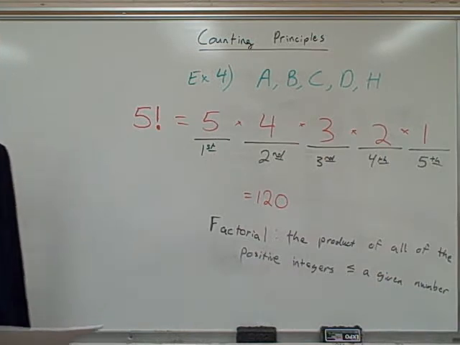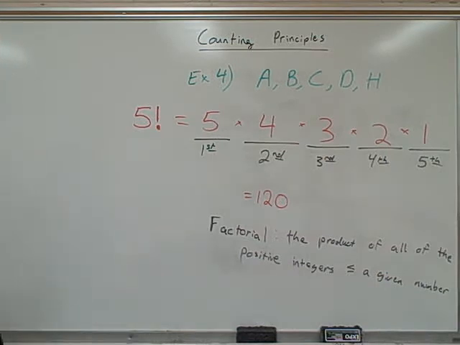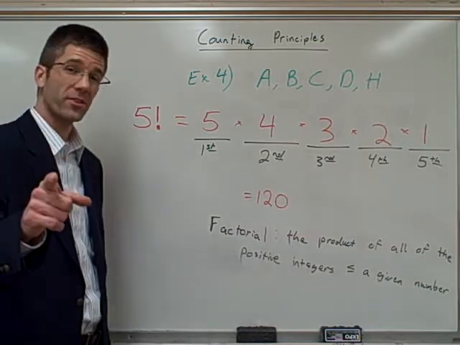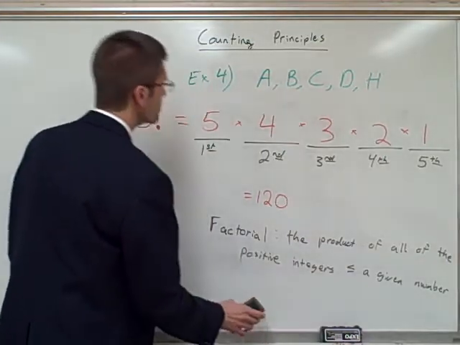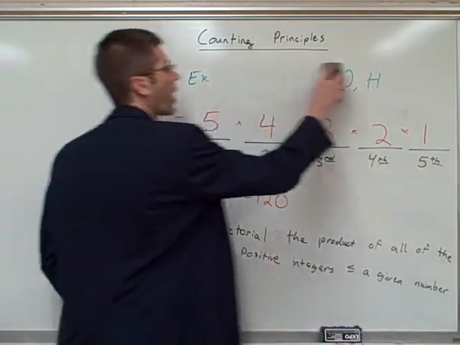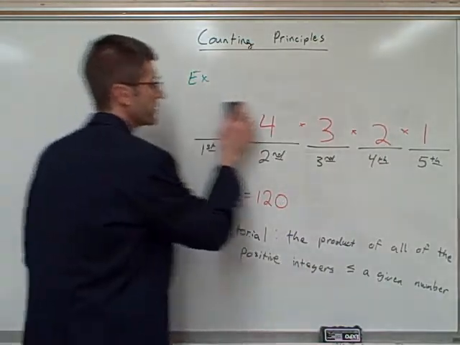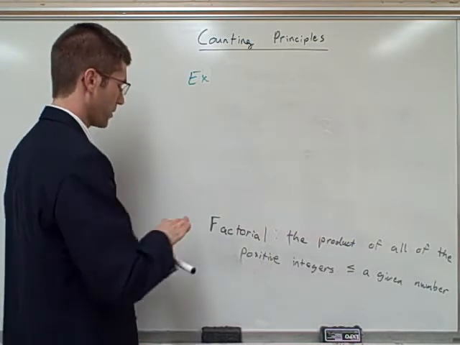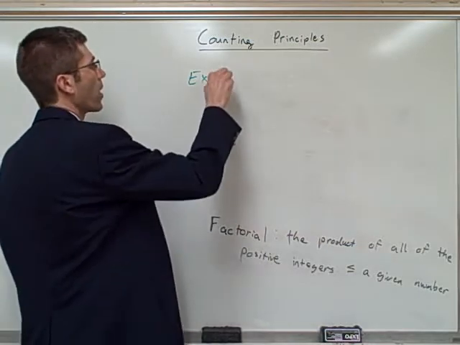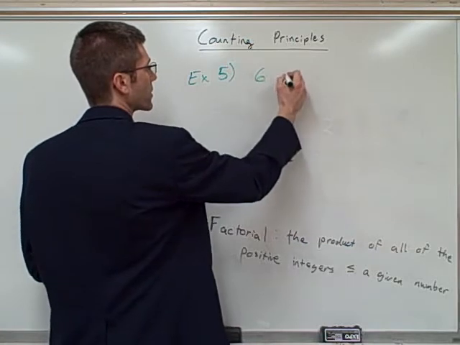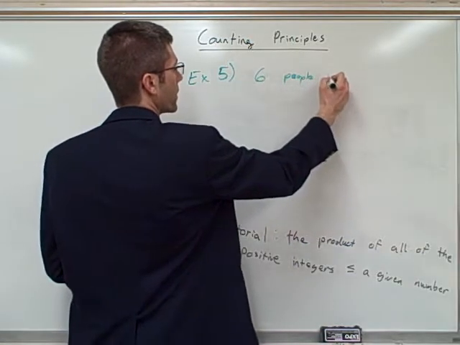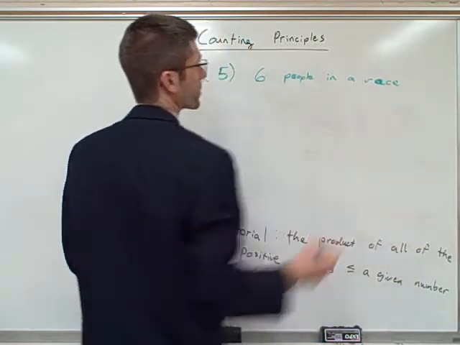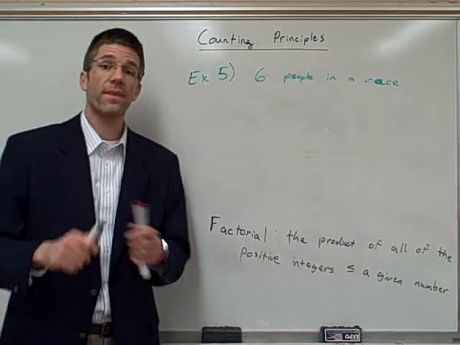And that would be example number 5. And it says, in how many orders can 6 people finish a race? Well, there's a long way of doing it, and there's a short way of doing it. I'm about to show you the shortcut in the calculator. So, example 5. So here we go. Example 5. And basically there are 6 people in a race, and we want to know in how many different orders can they all finish.